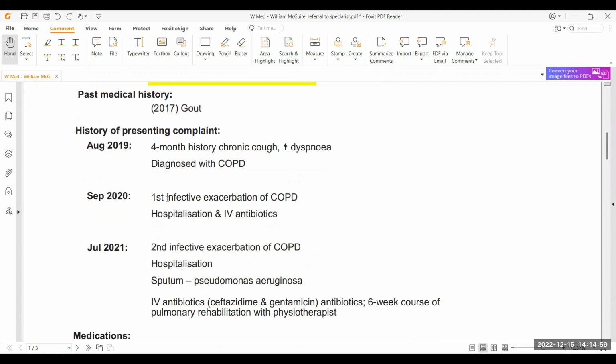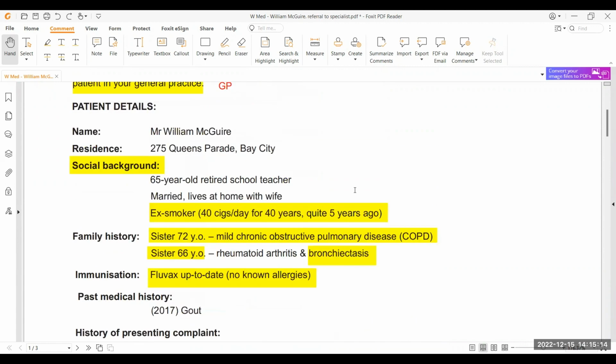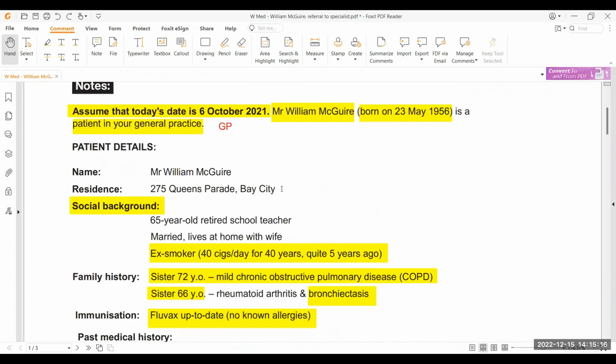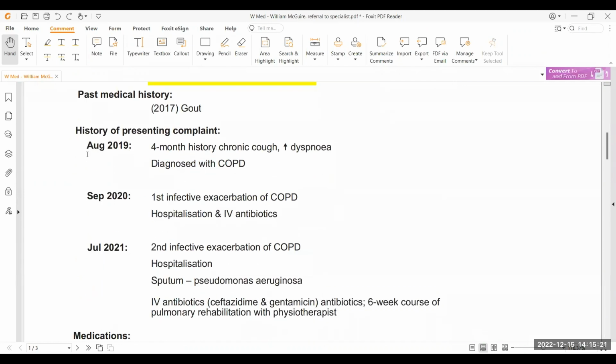So now let's take a look at these 3 dates here under the history of presenting complaint. Remember that today's date is October of 2021. And the history that you're now looking at is more or less 2 years old, right, doctor? Right. So what happened in August 2019? What will be relevant there to mention to the specialist?